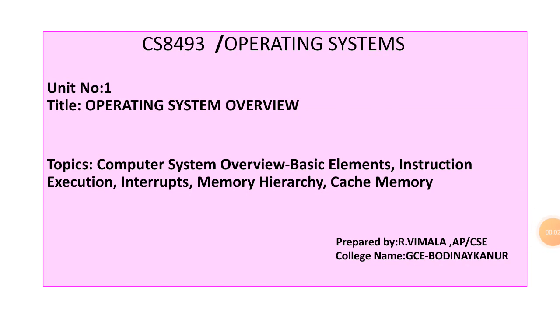Subject name is operating system. Unit number is 1. Title of the unit is operating system overview. Topics to be covered in the unit are computer system overview, which consists of basic elements, instruction execution, interrupts, memory hierarchy and cache memory.